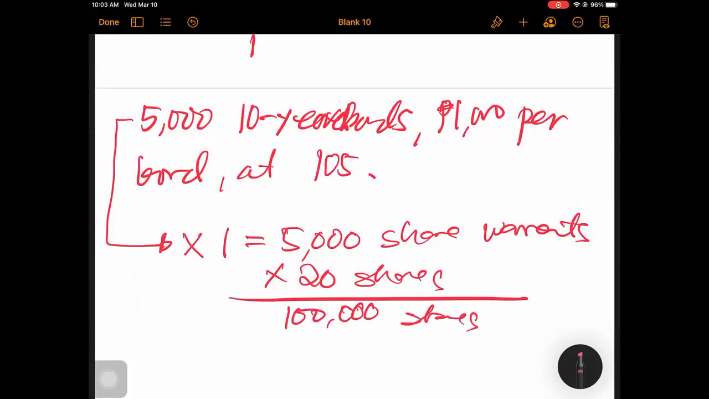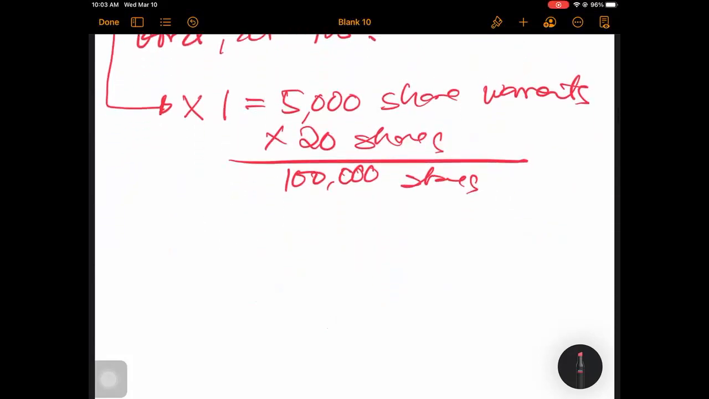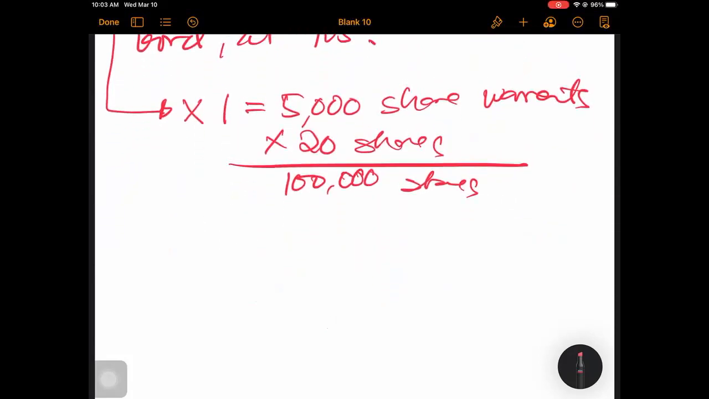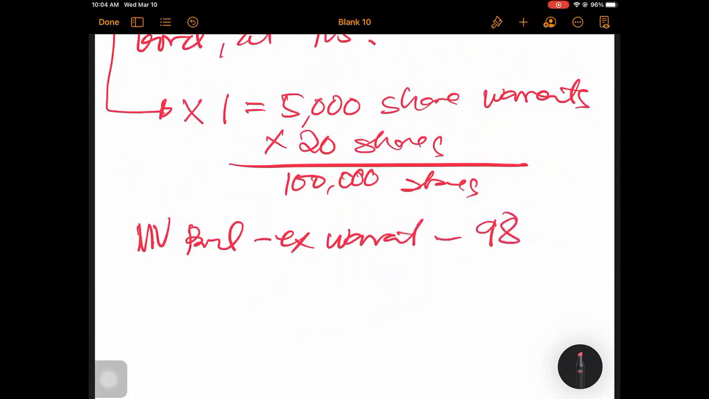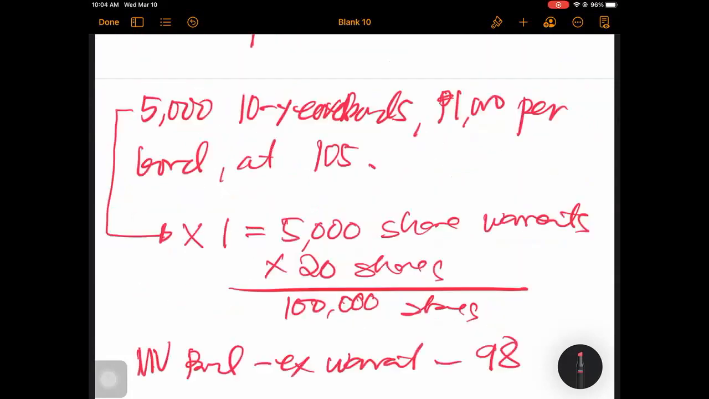Okay, so that is the maximum that the holder can exchange in our corporation. The market value of the bond ex-warrant at the time of issuance is 98. That is given, right? The market value of the bond ex-warrant, again without the warrants, is 98. So based on our formula yesterday, right?